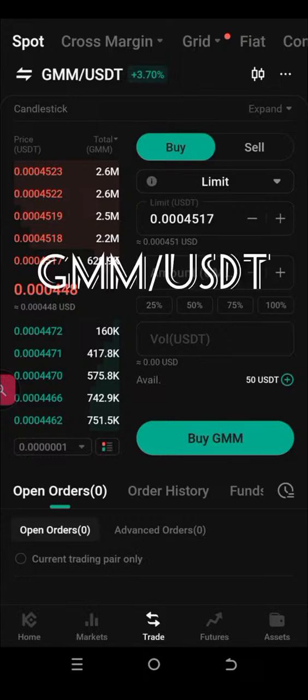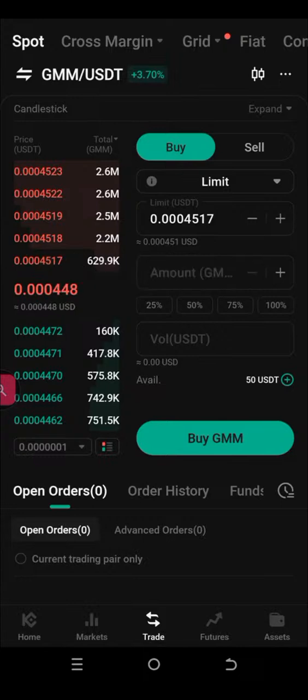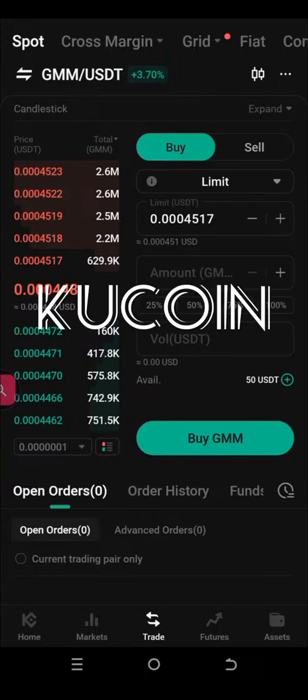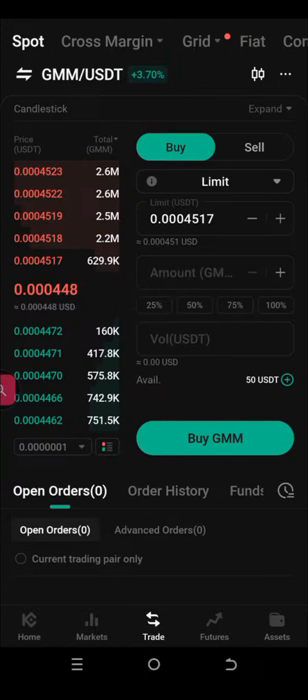We've got GMM/USDT. Now, look at it. This is GMM, and we're going to be looking at going between KuCoin and MEXC. We're going to quickly do a simulation and see how this works. So we've got $50 here, and we'll quickly check out all the different things we need to do to carry out this trade.